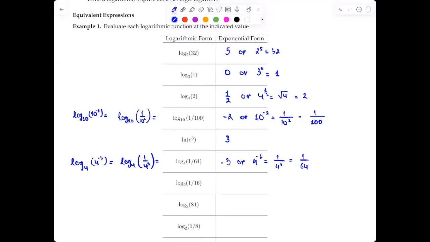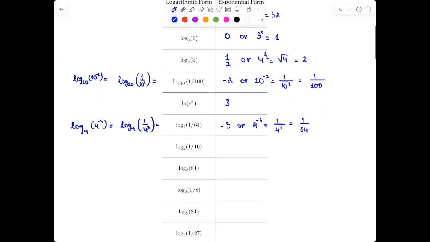Now, what about log of base 2 of 1 over 16? Can you do a quick calculation? Now you relate 16 back to 2, or 1 over 16 back to 2. What do you say? Negative 3? 4. Yeah.